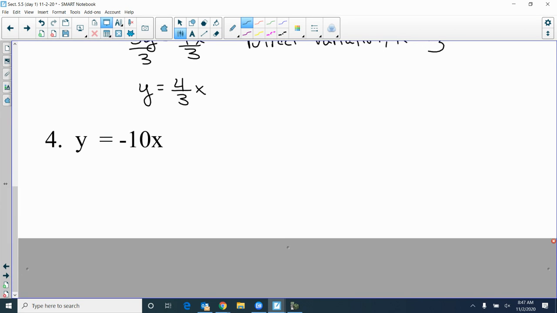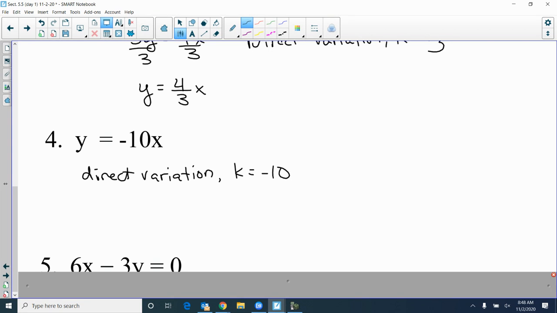Okay, y equals negative 10x. This is y by itself. Is it a number times x? Yes, direct variation. k equals negative 10. So there's nothing to do. Direct variation, k equals negative 10.